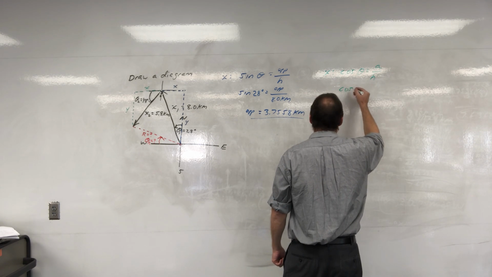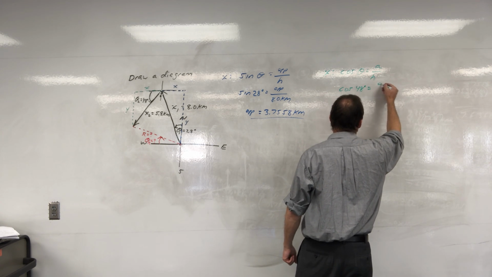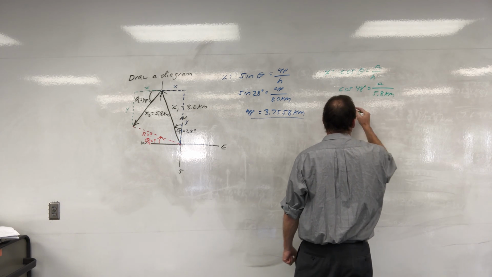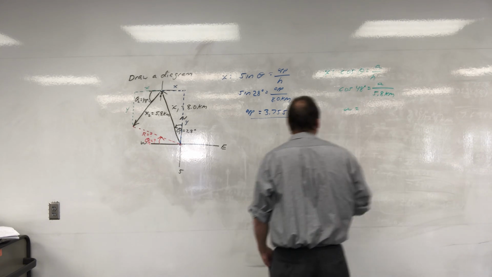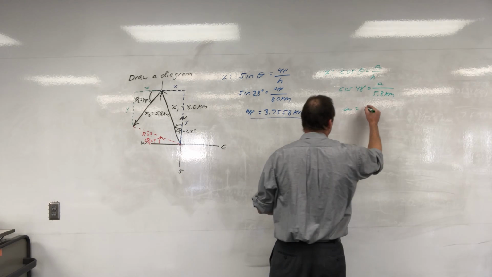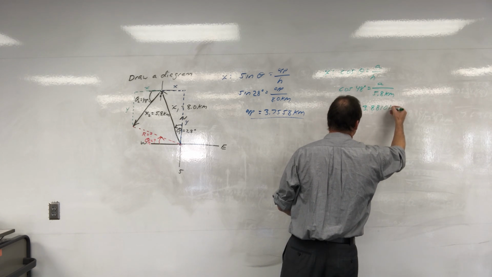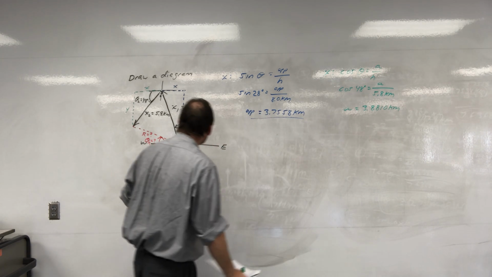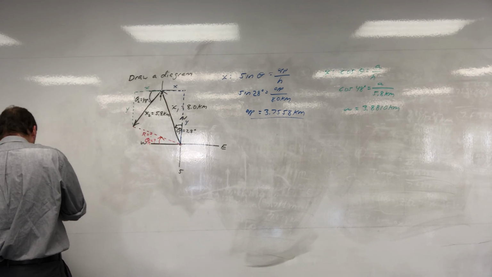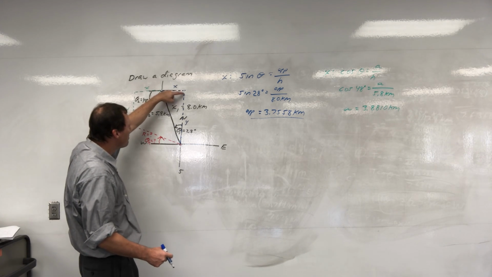So cosine 48 degrees equals the adjacent, which I'm looking for, over the hypotenuse of 5.8 kilometers. And then the adjacent side is going to equal 3.8810 kilometers. So I found the adjacent side of this vector and the adjacent side of that vector. Now, let me go back and find the y component.